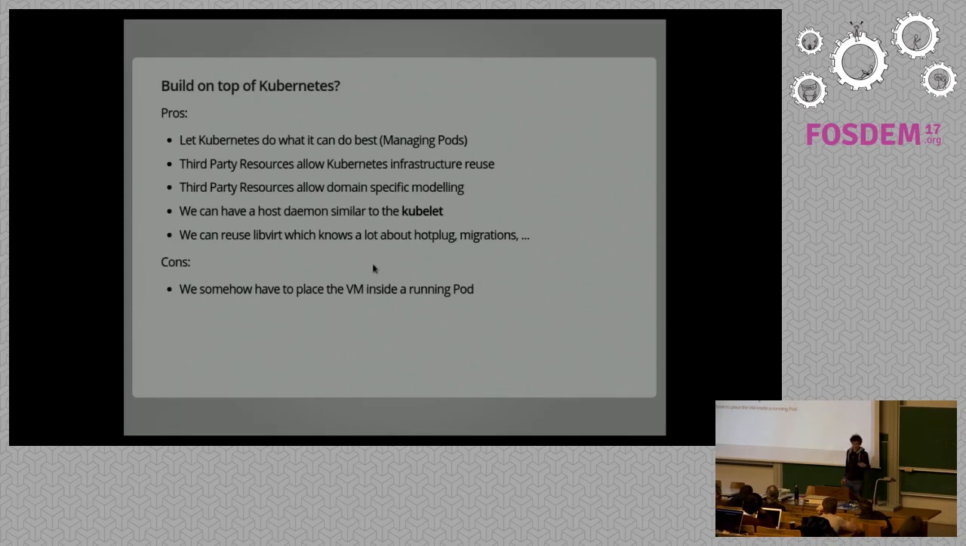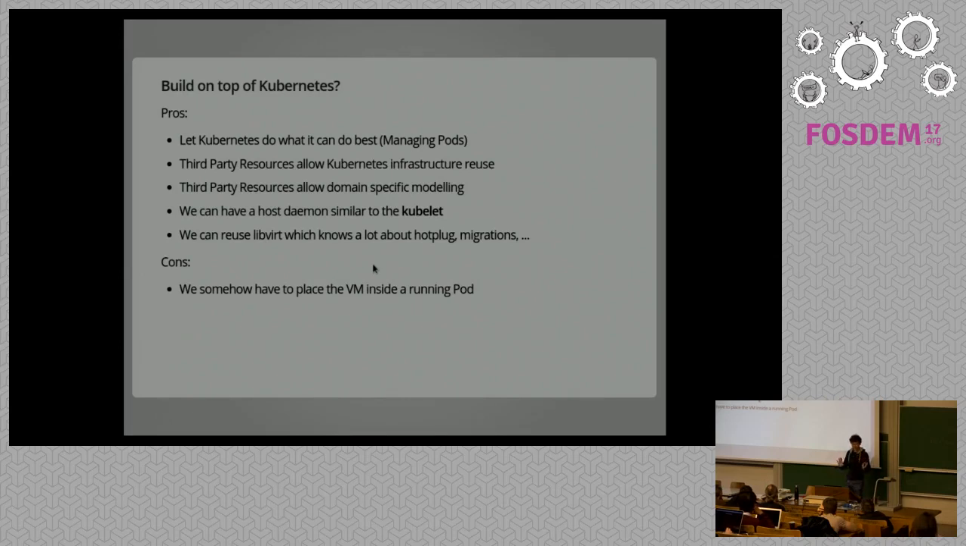Since we have our own daemon now, we can further still let libvirt do the virt stuff. And so we can basically build our own pipeline next to the Kubernetes pipeline after a pod is scheduled in a node, and we can reuse the complete Kubernetes infrastructure there. And as I said, the big question now is how do we finally place the VM inside a running pod? Because that's where you end up at the end.